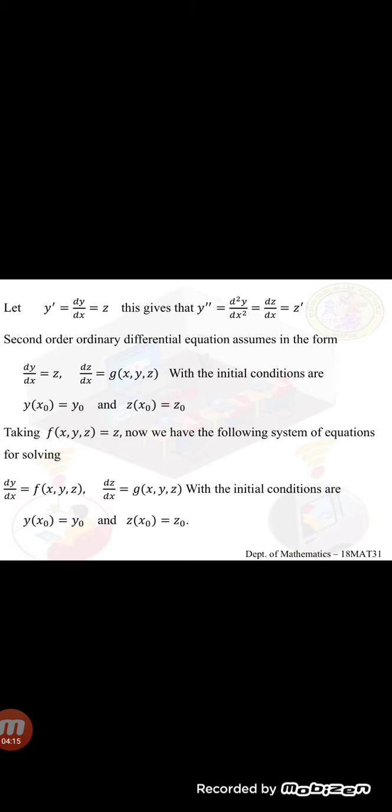So the second order ordinary differential equation takes the form dy/dx = z and dz/dx = z'. That is, we take dy/dx = z as f(x,y,z) and dz/dx = z' as g(x,y,z), with initial conditions y(x0) = y0 and z(x0) = z0. So now we have two first order differential equations with initial conditions.